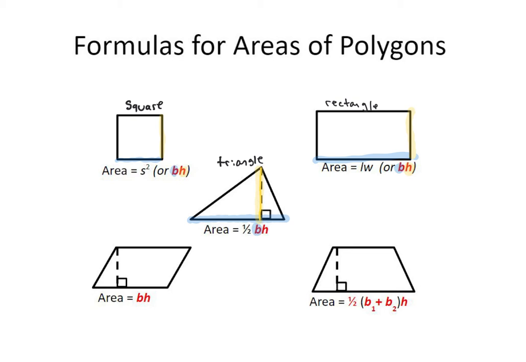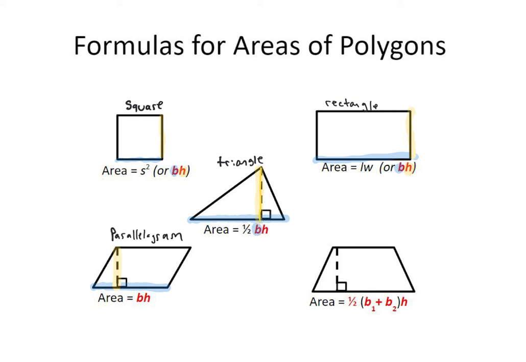Okay, and then we have our parallelograms, which we saw in our last lesson. Also base times height. You can choose either base, and then much like a triangle, the height of a parallelogram makes a right angle from that base up to the other side of the parallelogram.